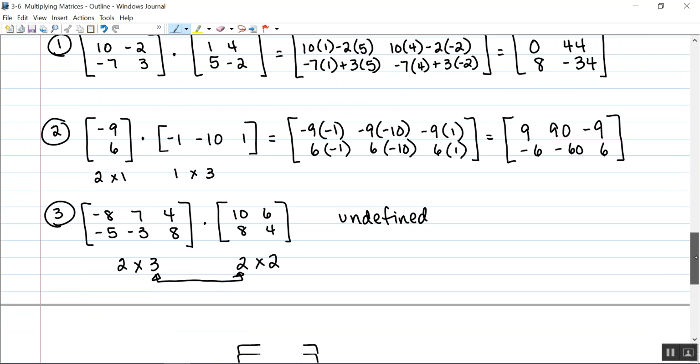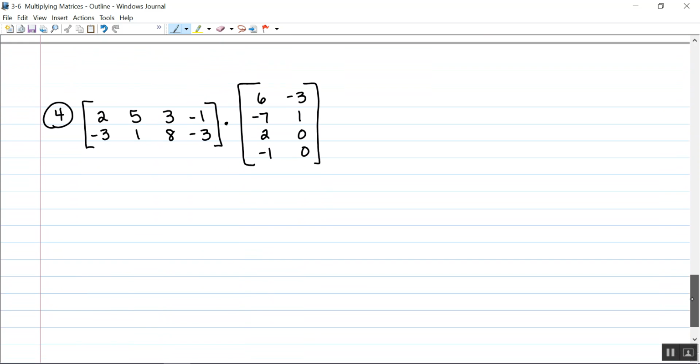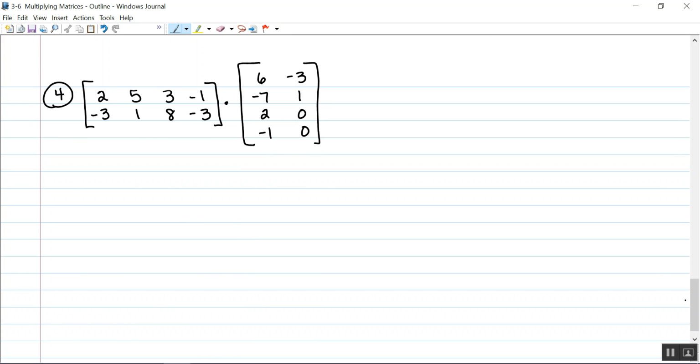And let's take a look at our last example here, just a little more complicated. I have a matrix that has 2 rows and 4 columns, and a matrix here that has 4 rows and 2 columns. And because the number of columns of the first one is equal to the number of the rows of the second one, this matrix product is defined, and my resultant matrix is going to be a 2 by 2. Okay, so let's go ahead and start this one.